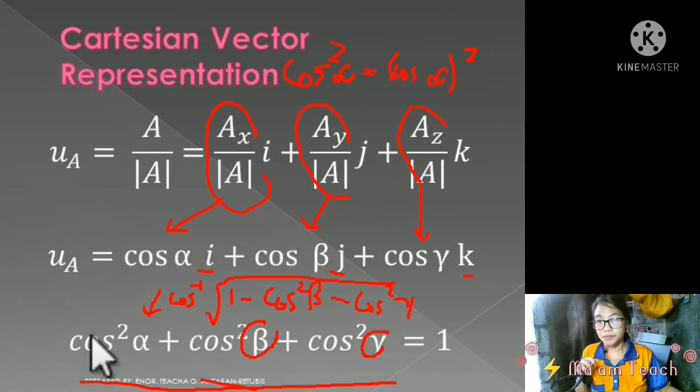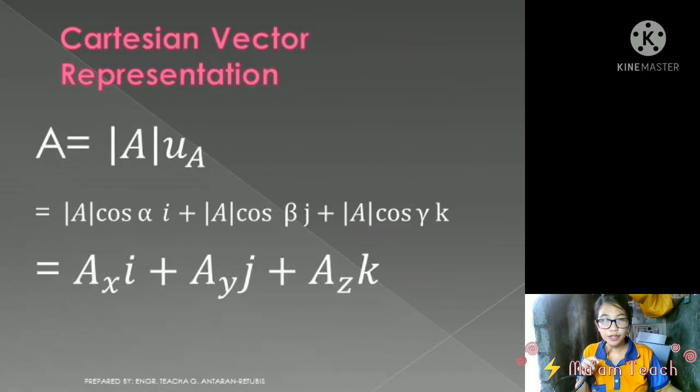Now, what's the other way on how we could solve for the vector A or even any vector? We have here a general formula, class, for our vector notation, the Cartesian vector representation. So if you are given your vector A and asked to express it in Cartesian vector notation, you will be needing the magnitude, and you have to multiply it with the unit vector, which is u sub A in this case.